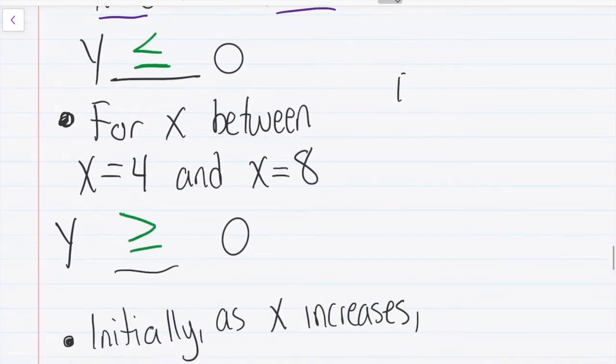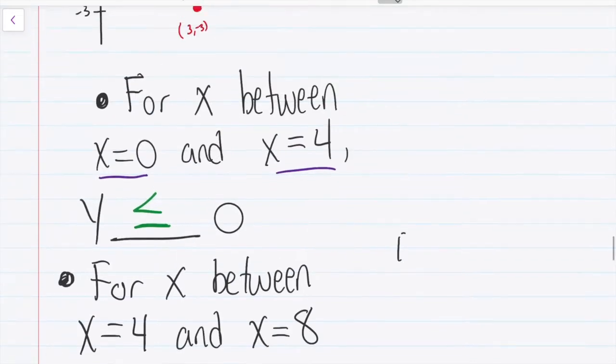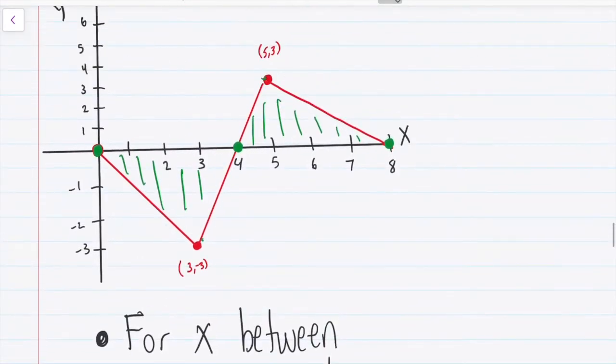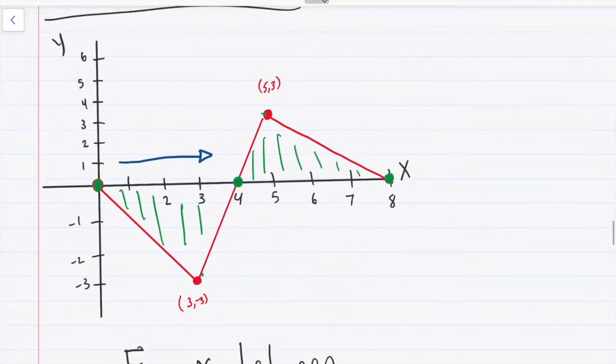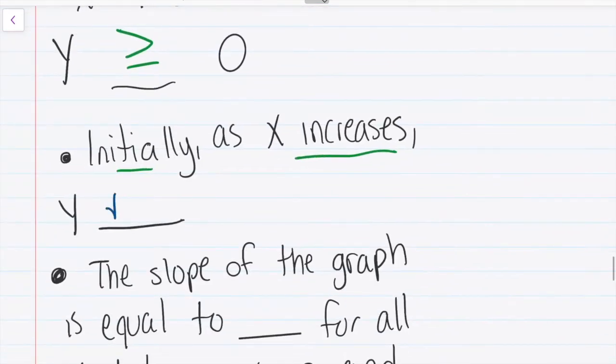You see that? Initially, very important, at the beginning, when x increases, when x gets bigger, so let's use a different color, what happens to the y? Does the y get bigger or smaller? Remember, y positive numbers go up, y negative numbers go down. So notice since the graph is going down, it's not going to increase but decrease.